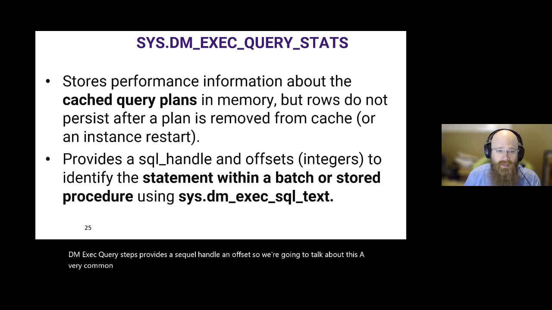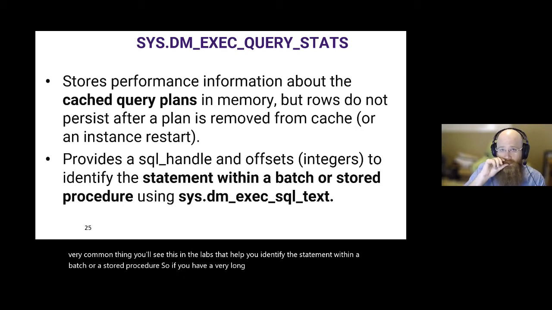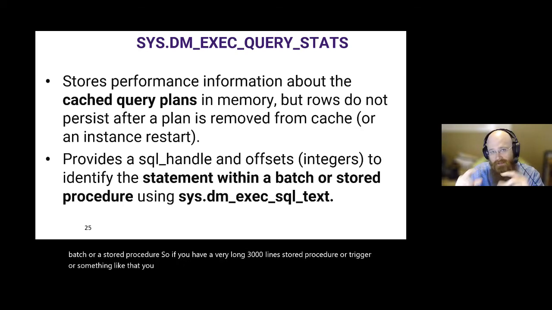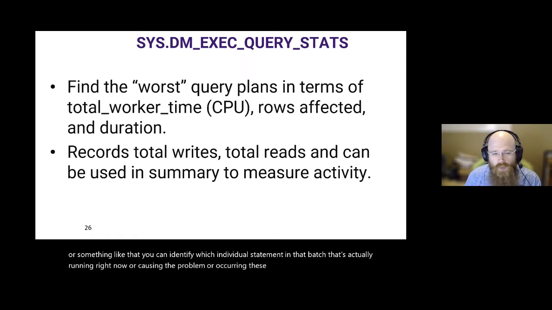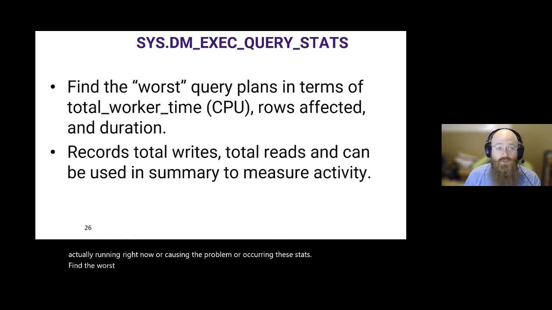You'll see this in the labs that help you identify the statement within a batch or a stored procedure. So if you have a very long 3,000 line stored procedure or trigger or something like that, you can identify which individual statement in that batch is actually running right now or causing the problem or occurring these stats. Find the worst query plans in terms of total worker time, which is CPU, in terms of rows affected, or in terms of total duration.